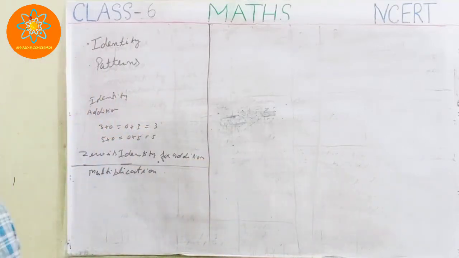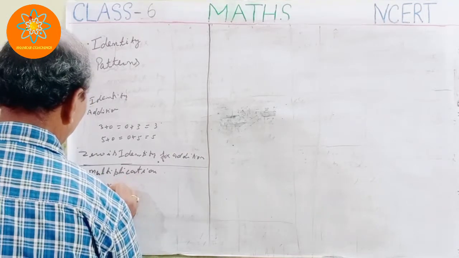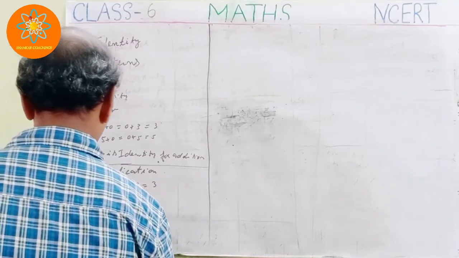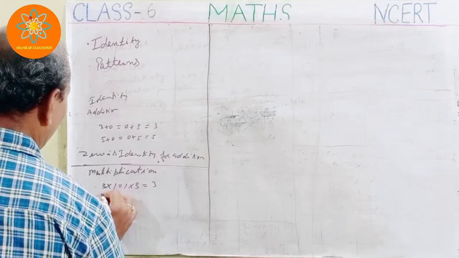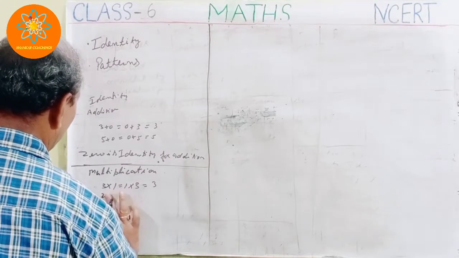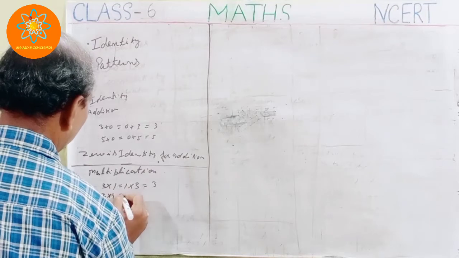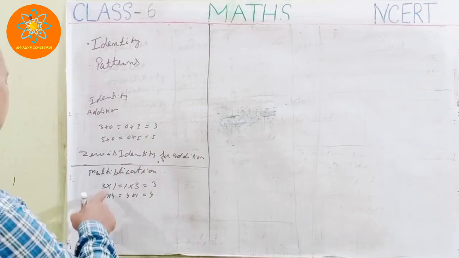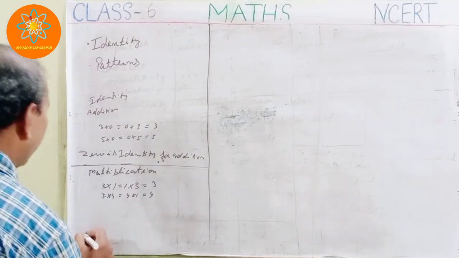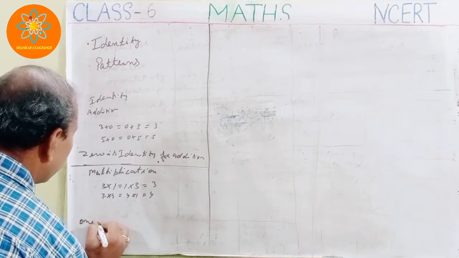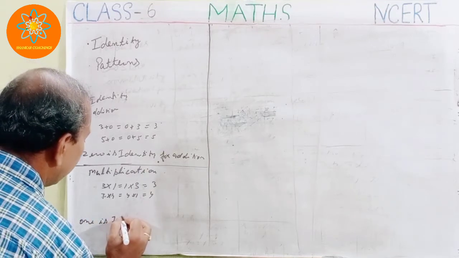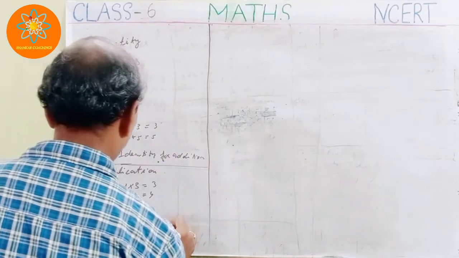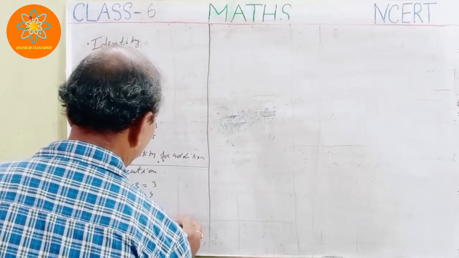Now for the case of the multiplication, 3 into 1 is equal to 1 into 3 is equal to 3. Similarly, I can take 1 into 4 is equal to 4 into 1 is equal to 4. So the value does not change after multiplying it by 1. So I can say that 1 is identity for multiplication.